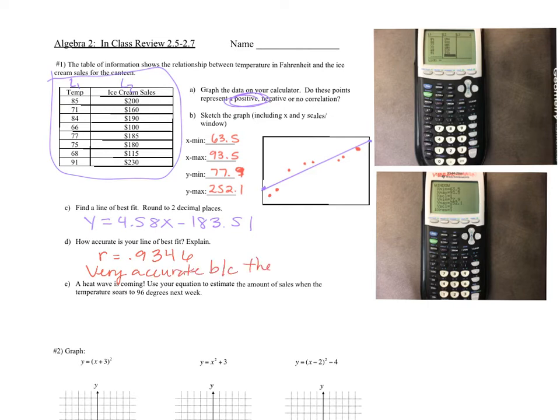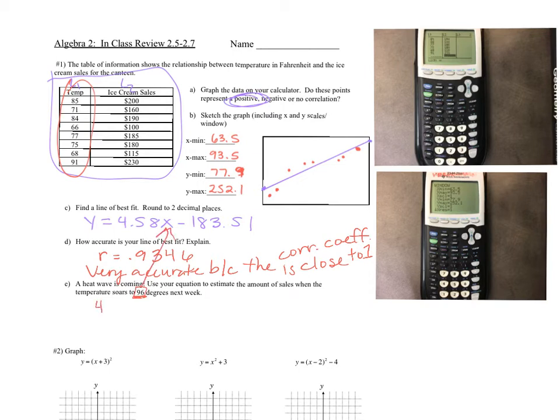Because the correlation coefficient is close to 1. Okay. Then it says a heat wave is coming. Use your equation to estimate the amount of sales when the temperature soars to 96 degrees next week. So what we're doing for that temperature, that was our X's, okay? So we're gonna plug 96 in for X into that equation.